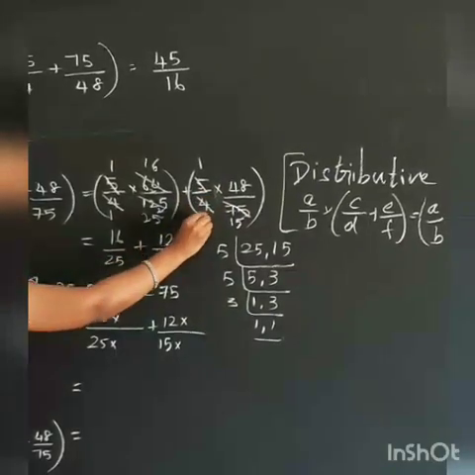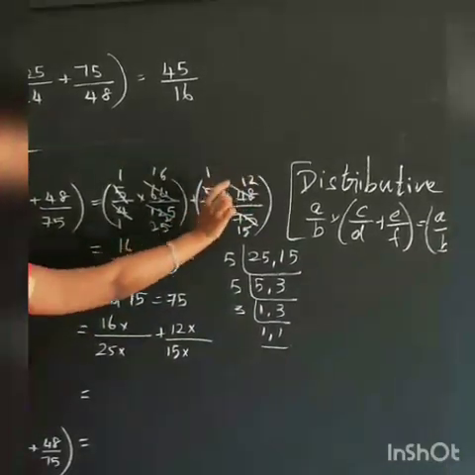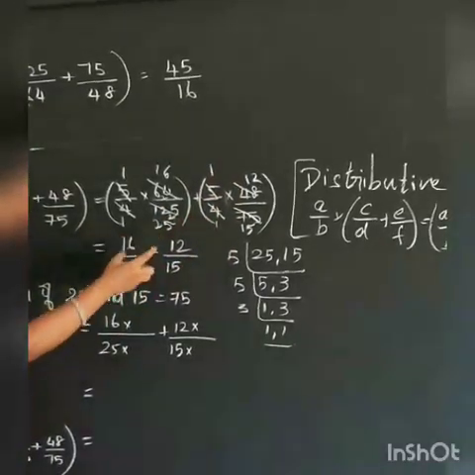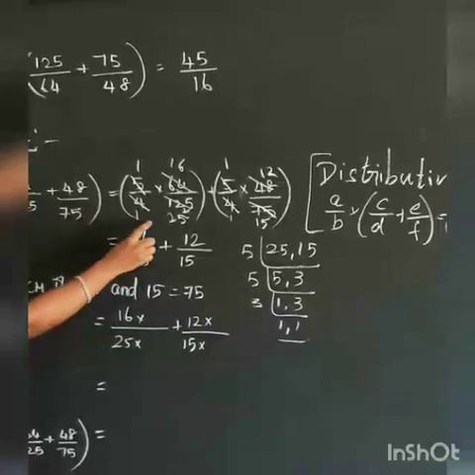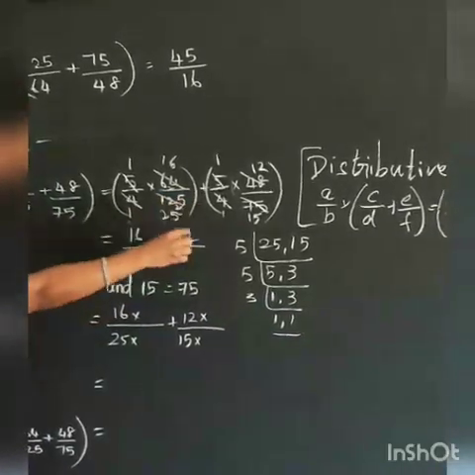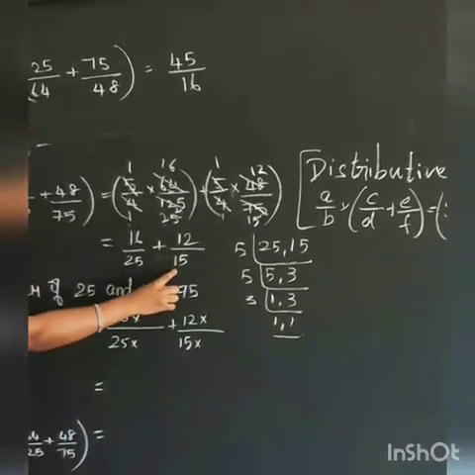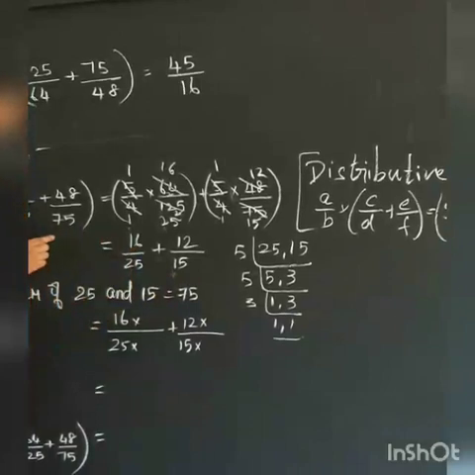What table? 4 table. 4 is 1 time and 4 is 1 time, 8 is 2 times. So we simplified the 2 brackets. Take and write the answer. 1 into 16 is 16 by 1 into 25 is 25. Under addition, 1 into 12 is 12 by 1 into 15 is 15. So this is your simplified answer for this question.